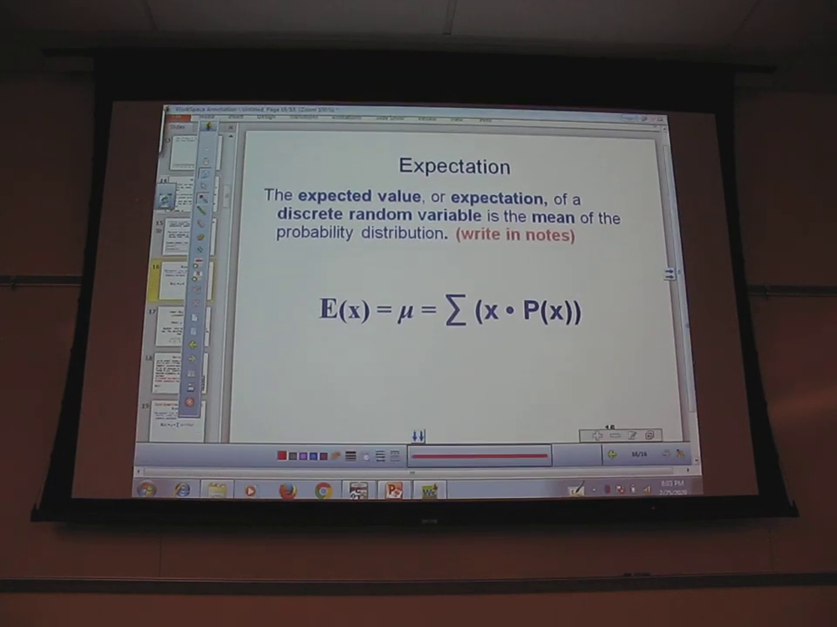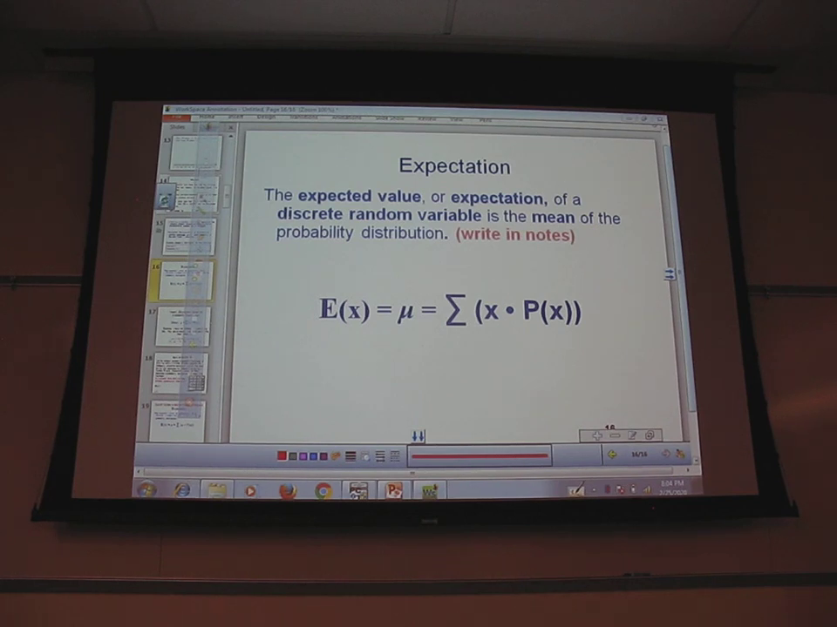Expectation. So the expected value or expectation, why am I reading this? Haley, go ahead and read. The expected value or expectation of a discrete random variable is the mean of the probability distribution. Right? Yeah, we'll do that in a couple minutes actually first.